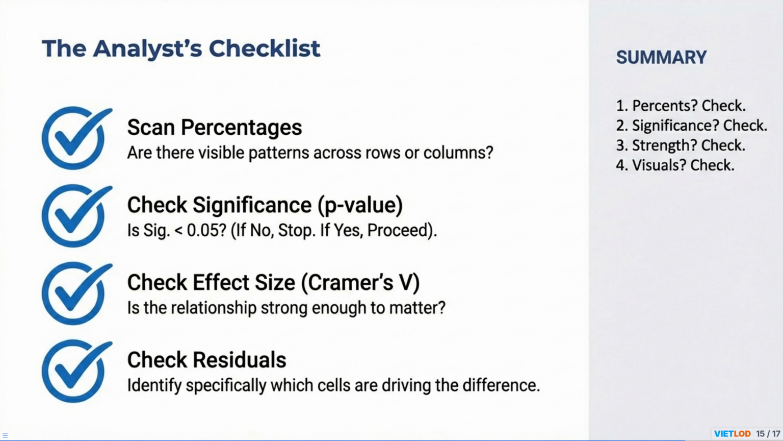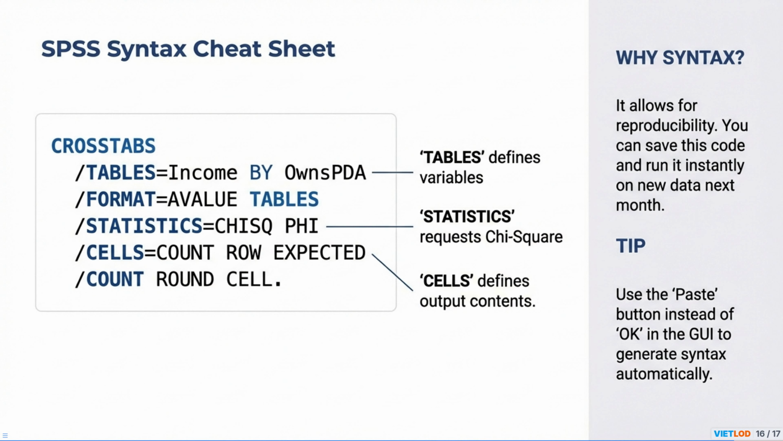Third, check the effect size. Look at Cramer's V to determine if the relationship is strong enough to be meaningful in a real-world context. Finally, for a deeper analysis, you can check the residuals, not covered in detail here, to identify which specific cells in the table are contributing most to the significant chi-square result.